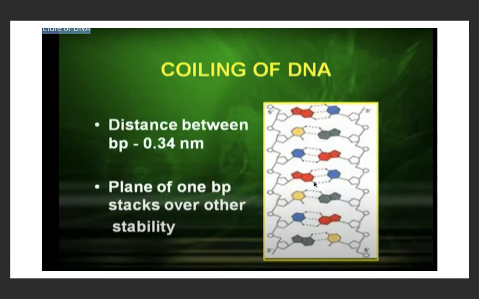Here, this anti-parallel mechanism provides stability to the molecule, due to which it is a more and more stable molecule and is considered the hereditary molecule. The stability is provided by this anti-parallel coiling of the molecule, and the distance between base pairs, 0.34 nanometer as we have discussed, and the plane of one base pair stacking over the other gives them a stable structure.